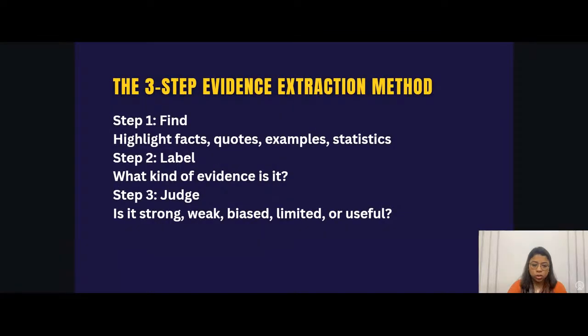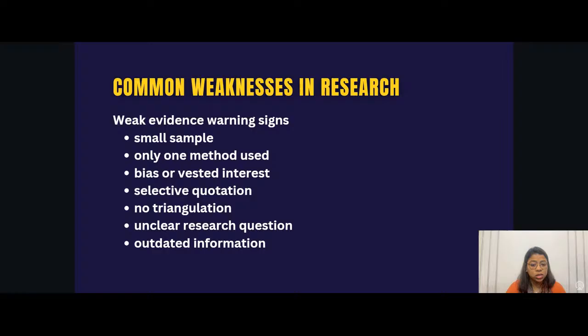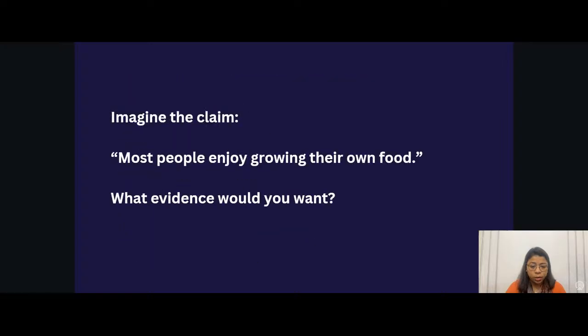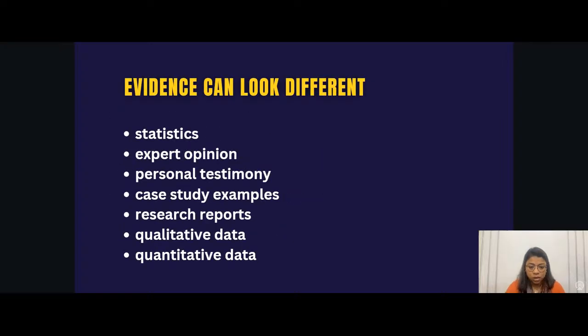Research questions. Now the 3-step evidence extraction method is one. Find. This is the technique I want my students to use. Find, so highlight facts, highlight quotes, highlight examples, highlight statistics. When you highlight it, then and there label what kind of evidence it is. What kind of evidence? You will write it from here. These are the different types of evidence: statistics, expert opinion, personal testimony, case study examples, research reports, qualitative data, quantitative data, and so on and so forth.